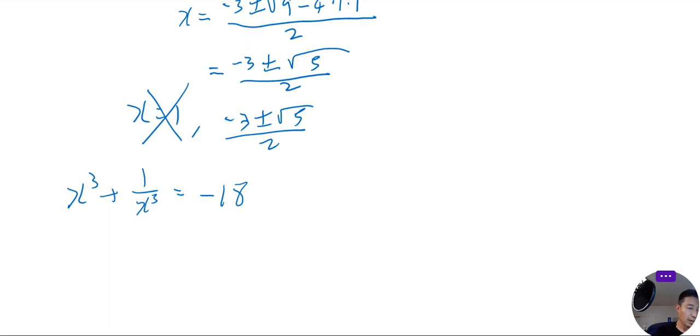Negative 3 minus square root of 5 divided by 2, and I cube that number, and then plus 1 over that number. Yes, again I've got negative 18. So that should be the answer. That's quite an interesting question.